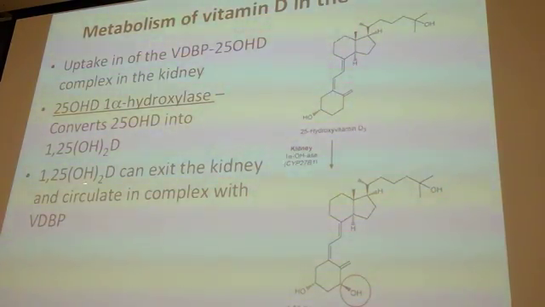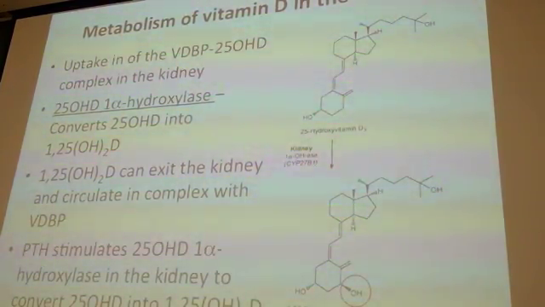Okay, so this form, 1,25 hydroxy vitamin D, can then exit the kidney and circulates again in complex with the vitamin D binding protein. And if you recall, I mentioned that parathyroid hormone is stimulating intestinal absorption of calcium via vitamin D, this active form of vitamin D. And it does this by stimulating this enzyme. So parathyroid hormone's mechanism of action in terms of uptake of calcium from the intestine is to stimulate this 1 alpha hydroxylase present in the kidney and form more of this 1,25 dihydroxy vitamin D.